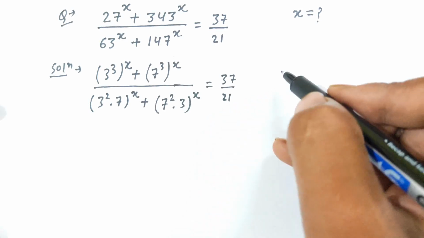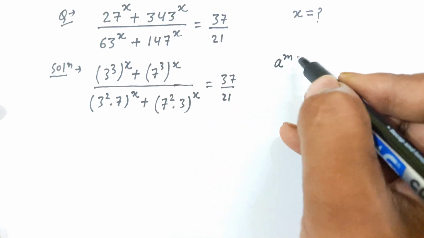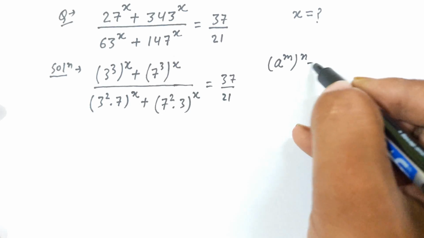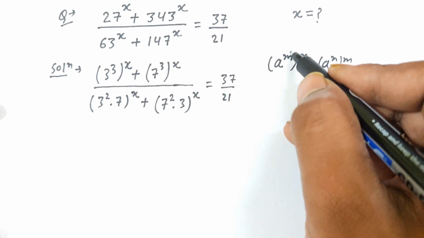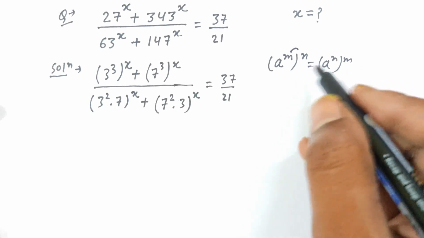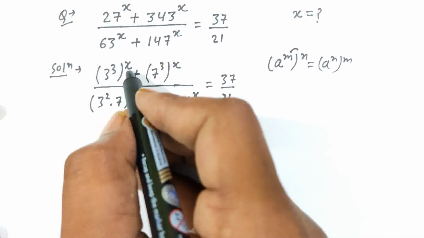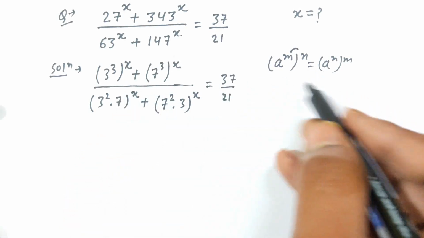Now we know that a power m bracket power n is equal to a power n bracket power m. Here the powers are interchanged by using this rule. So this 3 and this x are interchanged by using this rule.